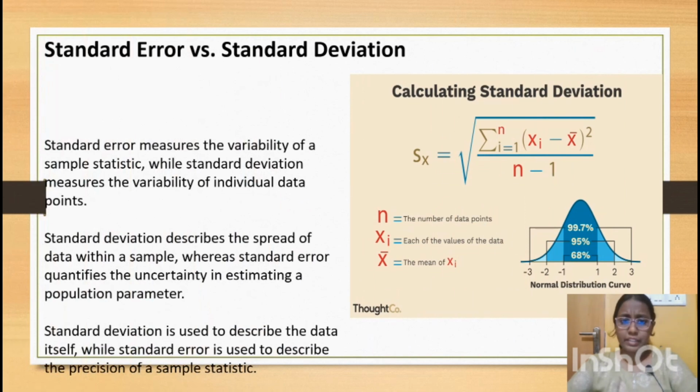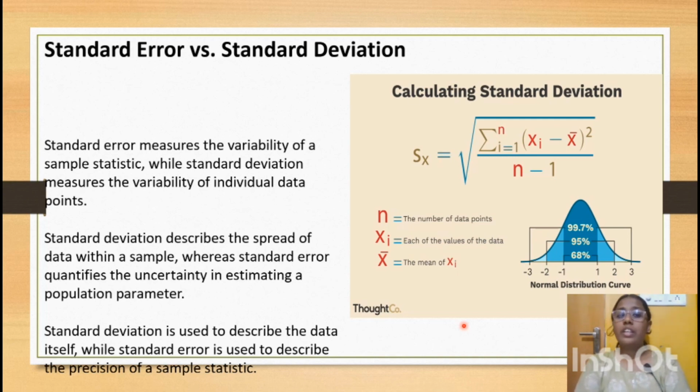Standard error versus standard deviation. Let us go through the differences between the standard error and the standard deviation. Standard error is the measure of variability of the sample statistics, while the standard deviation measures the variability of the individual data points. So here is the clear difference.